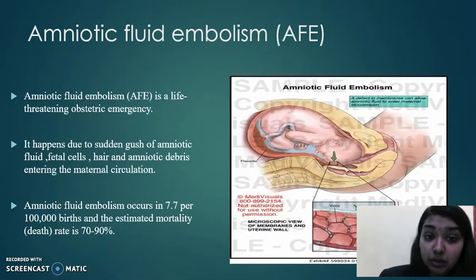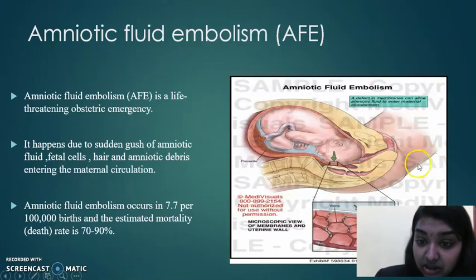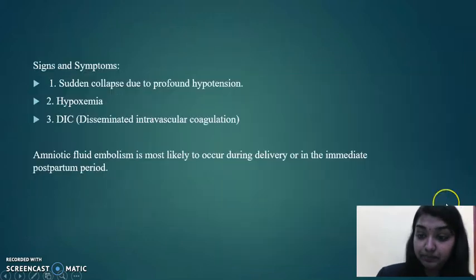First of all, what is amniotic fluid embolism? Amniotic fluid embolism is a life-threatening obstetric emergency. It happens due to sudden entry of amniotic fluid, fetal cells, hair, and amniotic debris into the maternal circulation. Amniotic fluid embolism occurs in 7.7 per 100,000 births, and the estimated mortality rate is 70 to 90%. As shown in this diagram, a defect in the membrane of the placenta can allow amniotic fluid to enter the maternal bloodstream and cause a reaction in the mother.